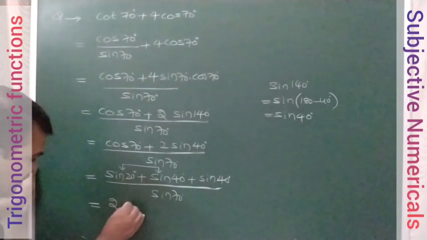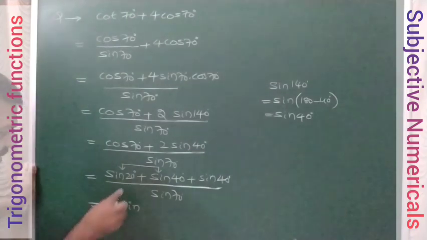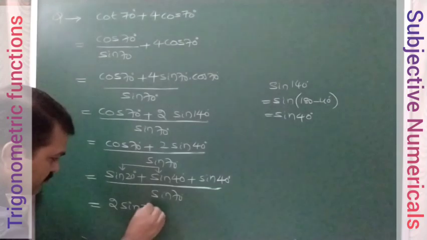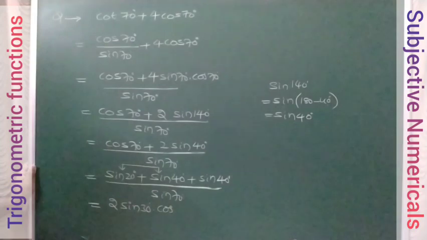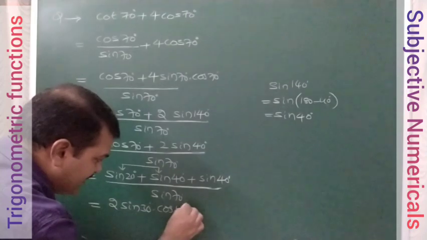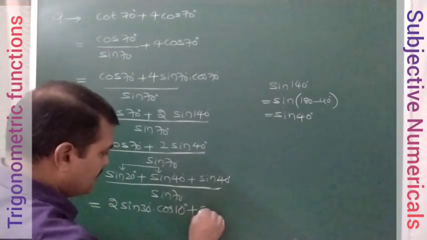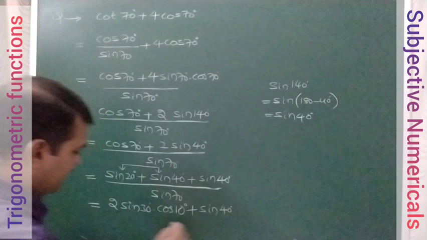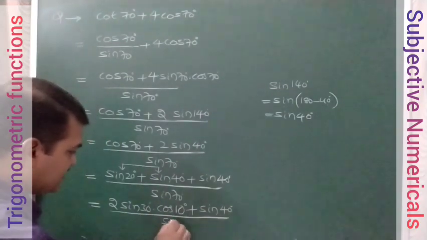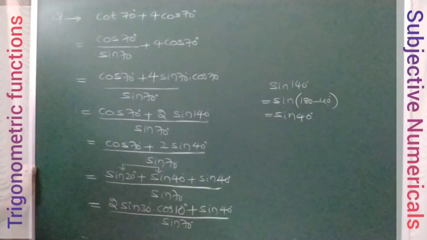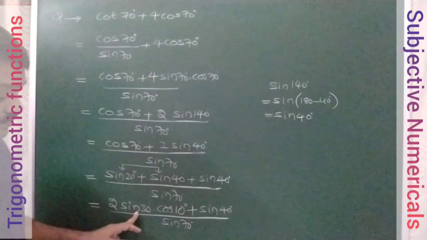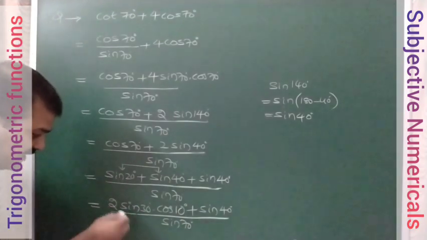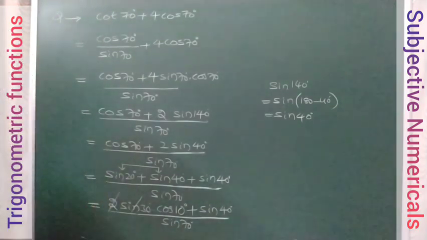What is the formula? 2 sin of (C plus D) by 2, that is 20 plus 40 by 2, into cos of (C minus D) by 2, that is 20 minus 40 by 2, means cos of minus 10 we will get. Of course, cos of minus 10 is cos 10 only. Plus sin 40. And the denominator sin 70 we will keep as it is. What is sin 30? Sin 30 is 1 by 2. So 2 into sin 30 is 1 by 2. So 2 and 1 by 2 you can cancel.